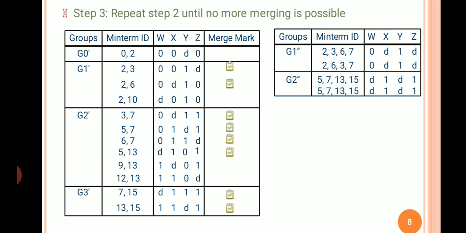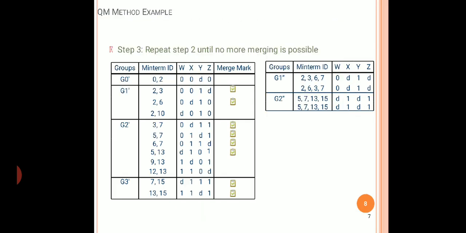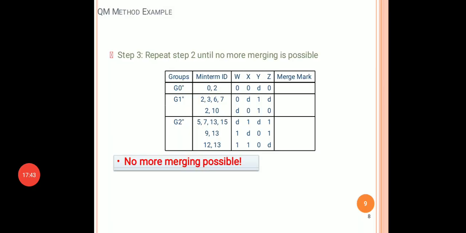These EPIs should be directly included in the last table, that is the PI table. We will stop this grouping when no further merging is possible, as shown in this diagram. Observe the G2 double dash, that means terms 0 and 2, and there is a dash at variable Y. So W is 0, that's why W bar, X is 0, X bar, and Z is 0, that is Z bar. So W bar, X bar, and Z bar is the term.